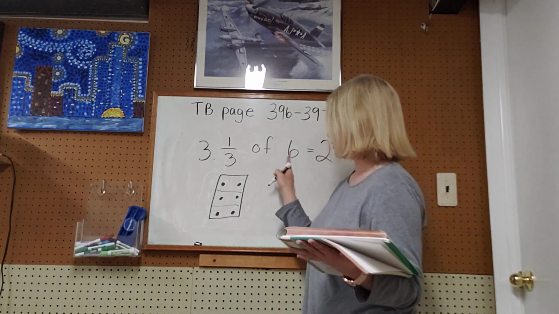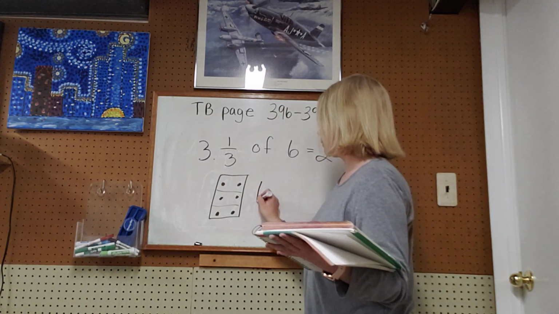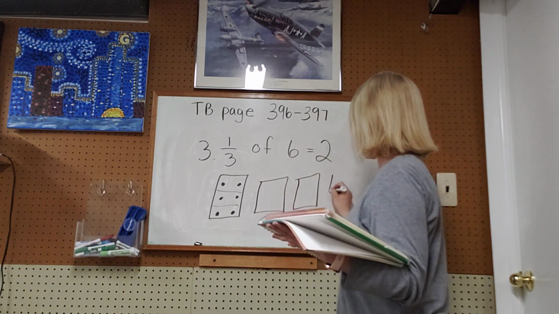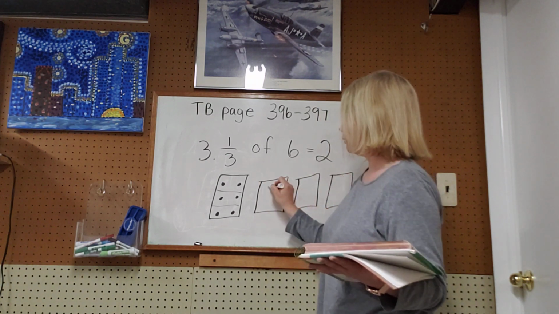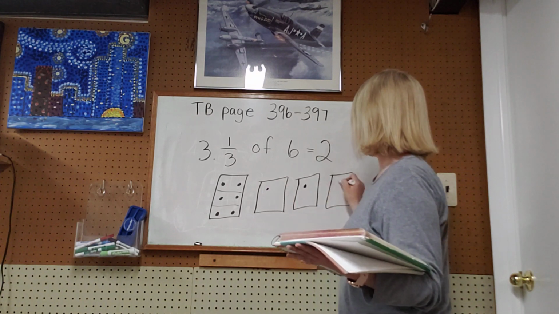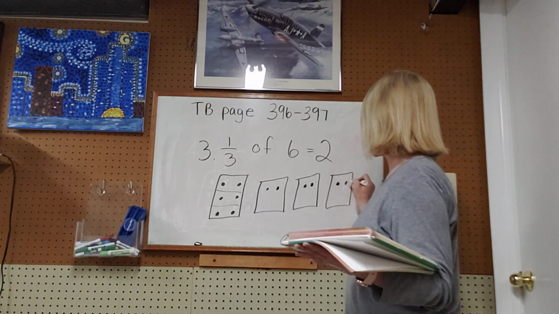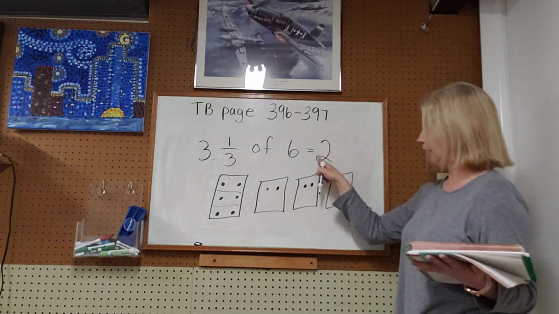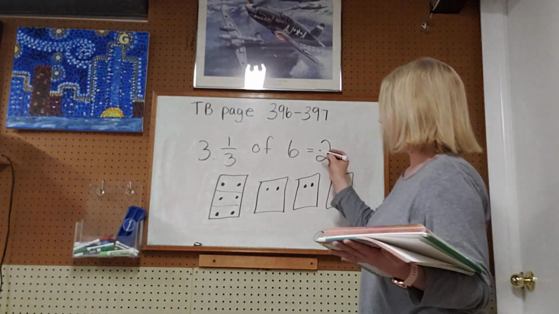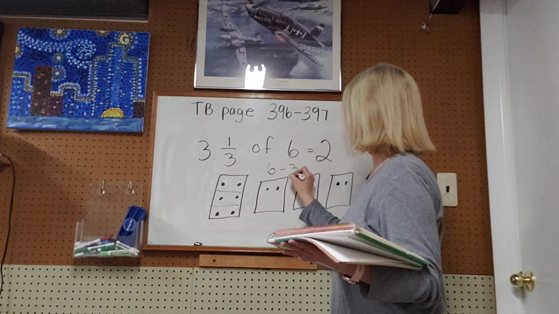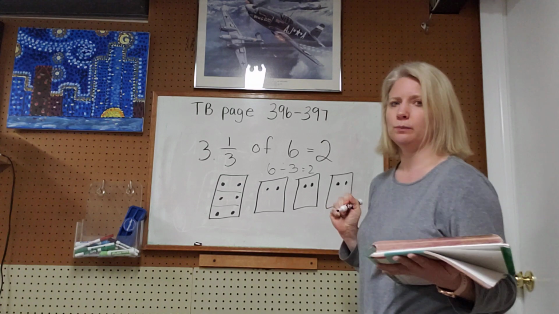Or you could do it like this. You have 6 total, and you want to put it in 3 groups. So you draw 1, 2, 3 groups, and then you could count it. 1, 2, 3, 4, 5, 6. And I have 2 in each group. It's like 6 divided by 3 equals 2.